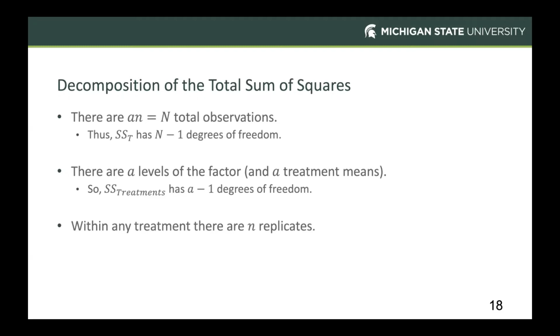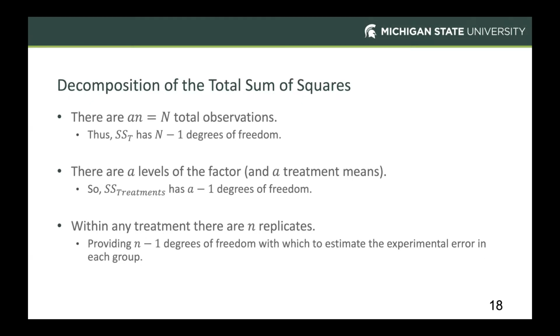And then within any of these treatments, in any of the factor levels, there are n replicates. And so each of those n replicates would have n minus 1 degrees of freedom, which to my preceding point means that we would need at least 2 groups. And this point tells us we would need at least 2 observations within each of those groups with which to try to estimate the experimental error or the noise that's generated within those respective groups, okay?